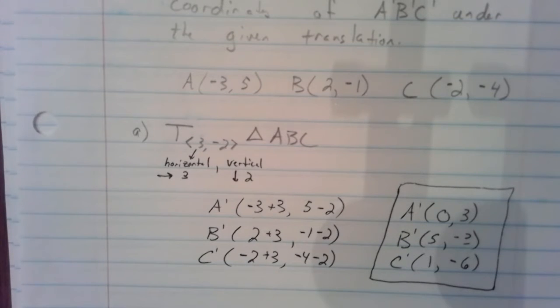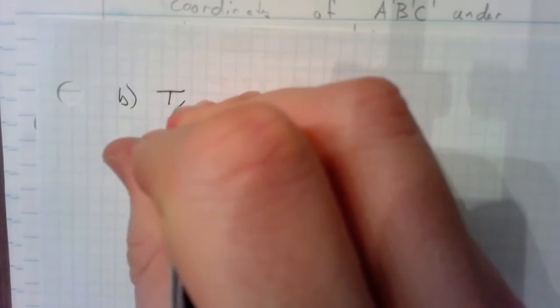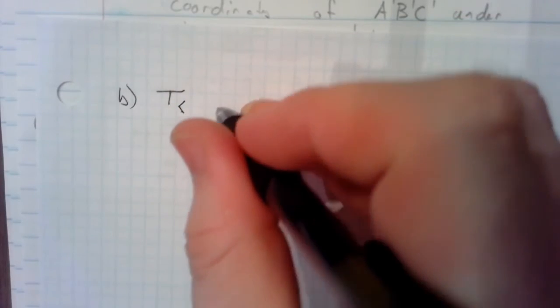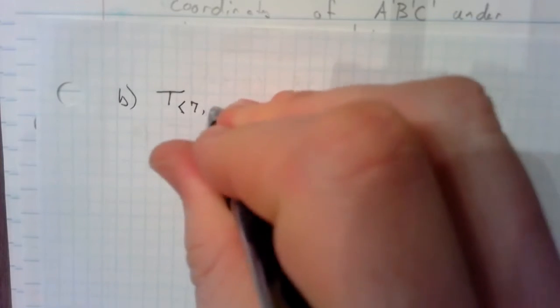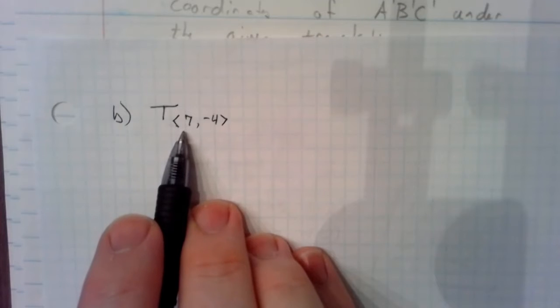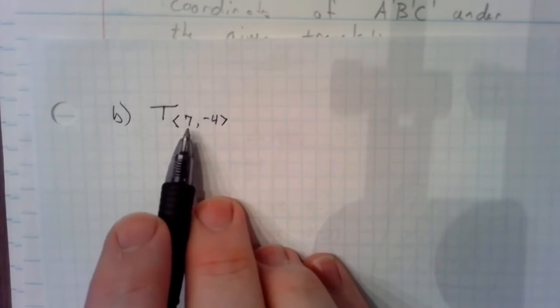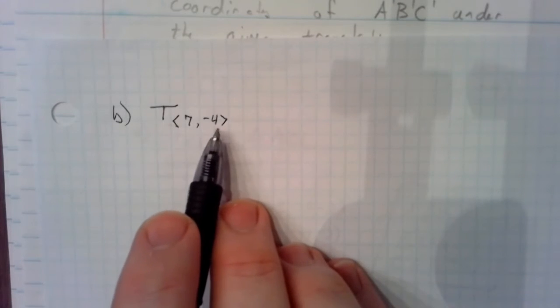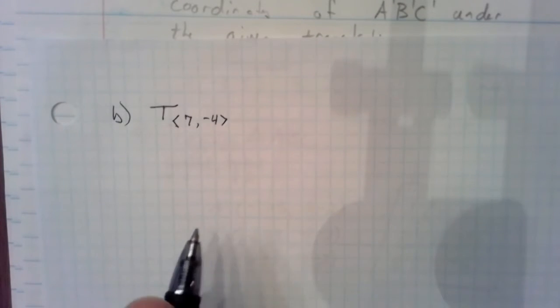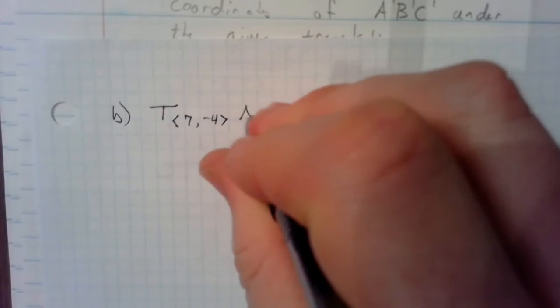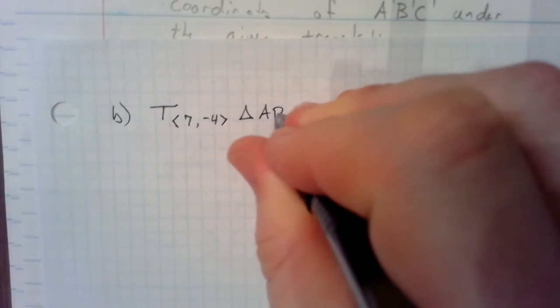For our second example, we'll actually do this one on a graph, okay? So this one's going to be a translation, and this time we're going to use 7, -4 as our vector. So again, I can see this 7 is positive, so I know it's going to move 7 units to the right, and this 4 is negative, so it's going to be down. If this was -7, it would be to the left, and if this was +4, it would be up, okay? And again, I'm going to do this on triangle A, B, C.